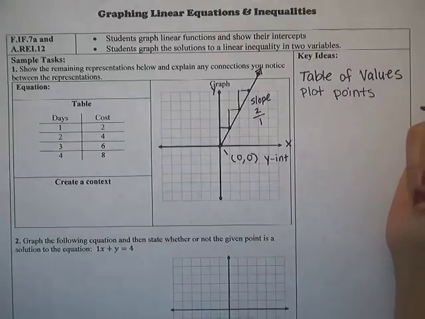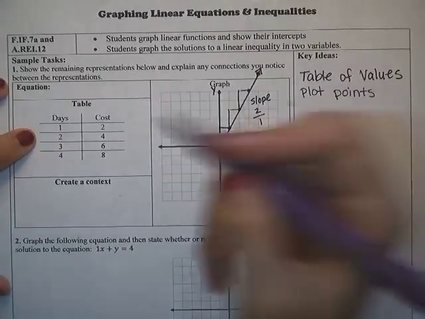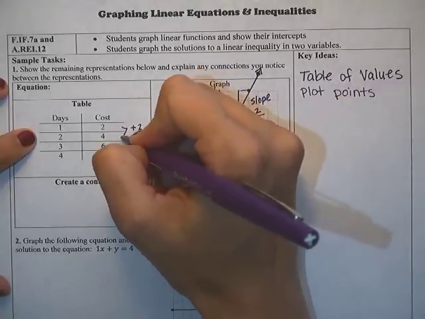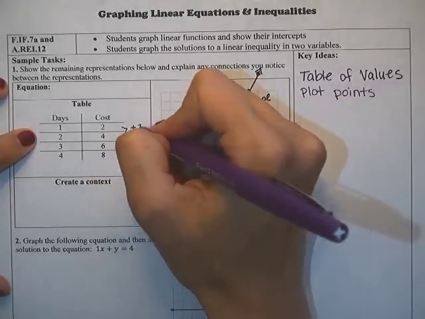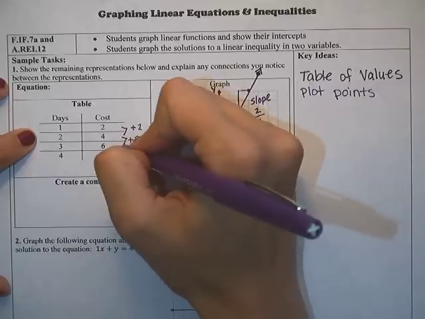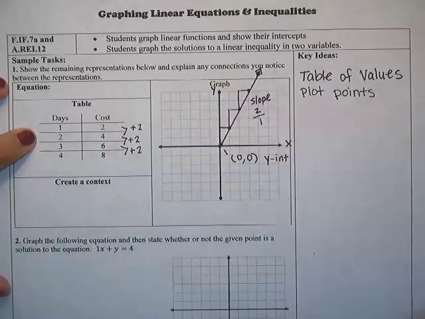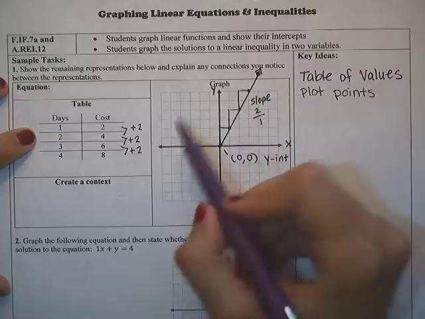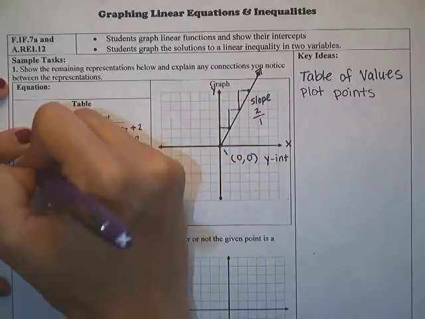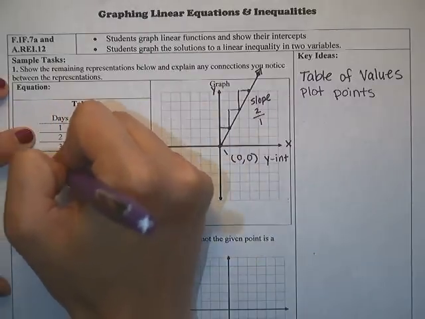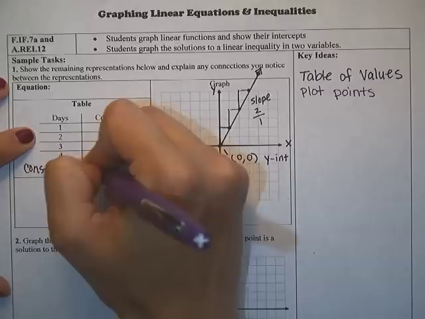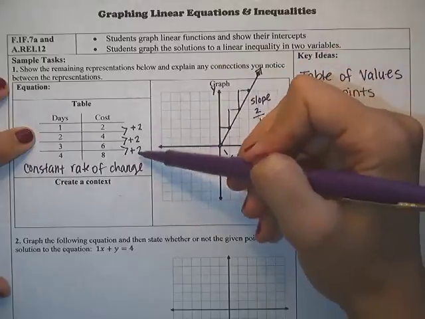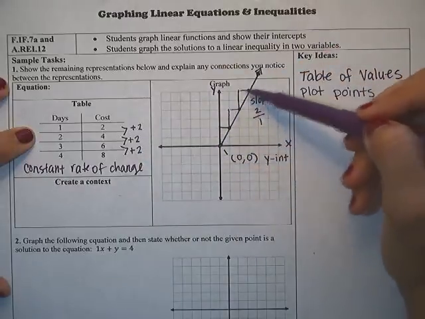Now I want you to notice something here. For each day, the cost increases by 2. 2 plus 2 is 4, 4 plus 2 is 6, 6 plus 2 is 8. So you'll notice that a linear equation has a constant rate of change. So let's go ahead and write that, constant rate of change. And the rate of change is the same as the slope, as you can see. Plus 2, plus 2, plus 2, up 2, up 2, up 2.